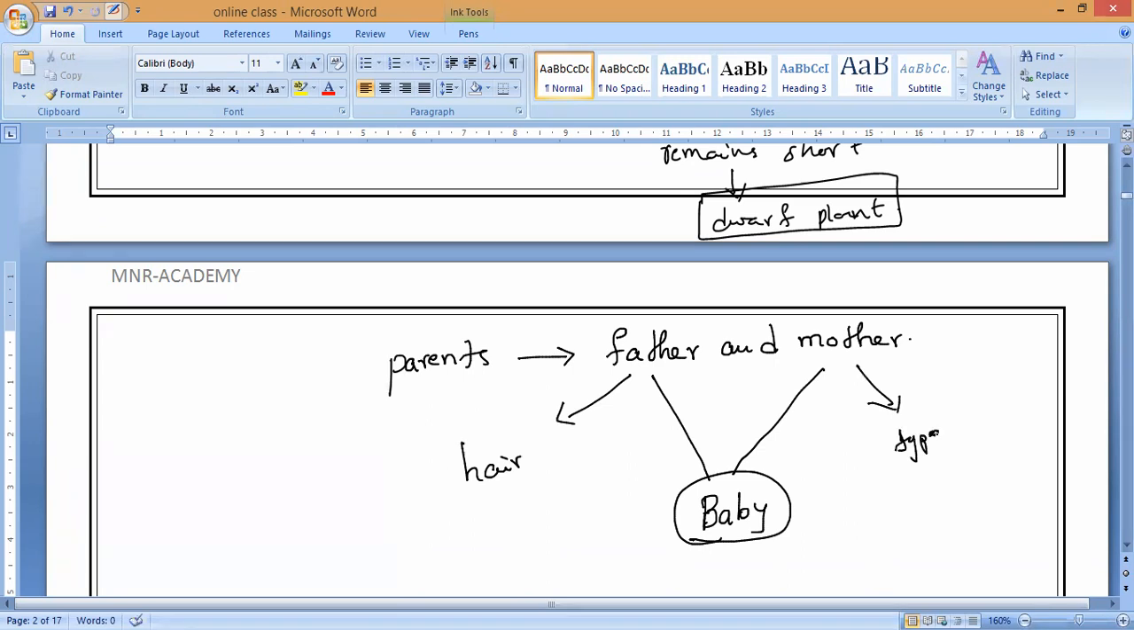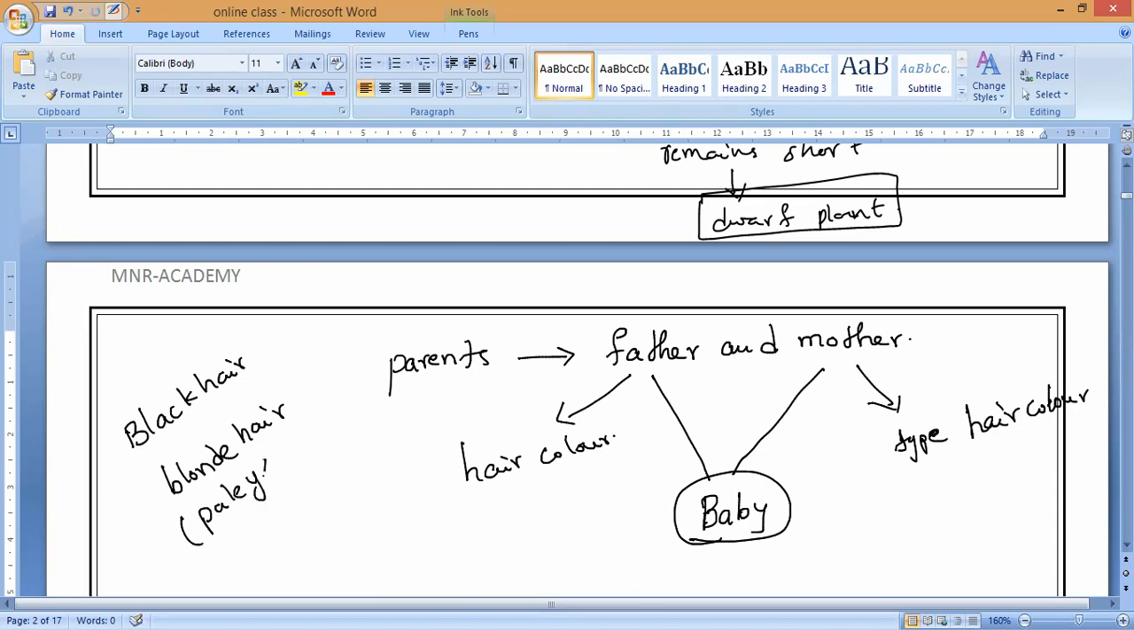Do you understand everybody? Another type of hair color. So now let us see how the baby will get the hair color. Try to understand very carefully, guys. We have two kinds of hair. One is black hair, and the next one is blonde hair. This blonde hair we call pale yellow hair. Do you understand it?